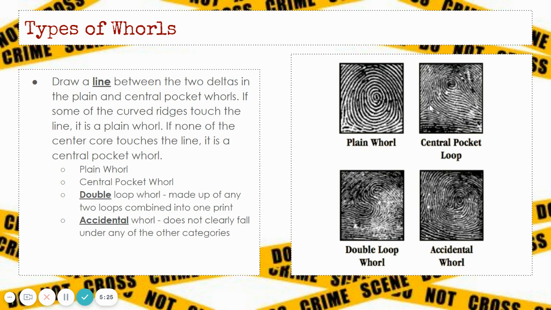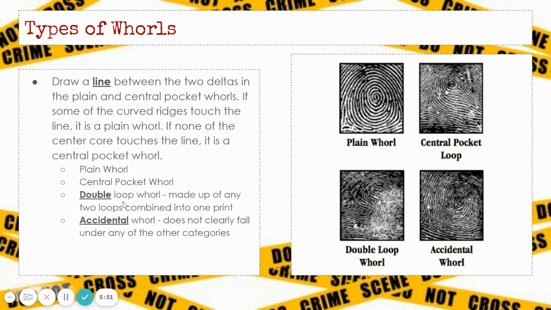The two deltas on this whorl, there's one here and one that's very difficult to see over here. But if we draw a line between those, that circular pattern does not cross that invisible line. So that would be a central pocket whorl, or this one calls it a central pocket loop. We're going to call it a central pocket whorl. That's usually a much tighter pattern, whereas the plane whorl is much larger.